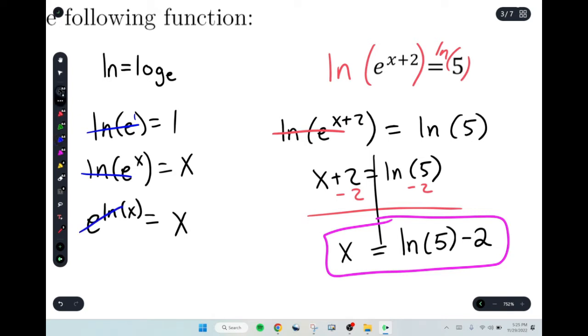There's one more. Can you remember? Oh, I got it, but I'm not going to say it. There's one more ln property.